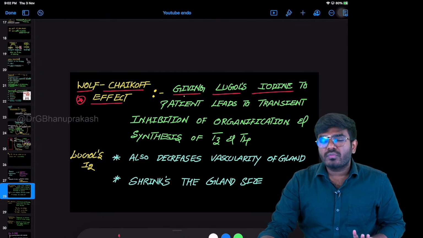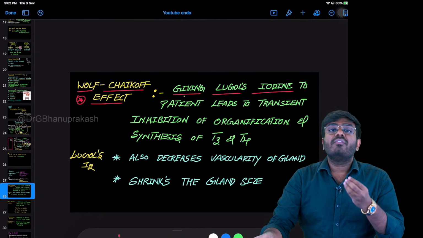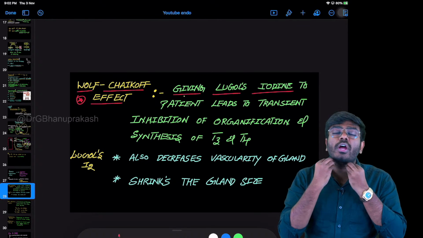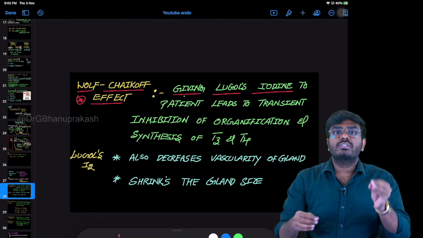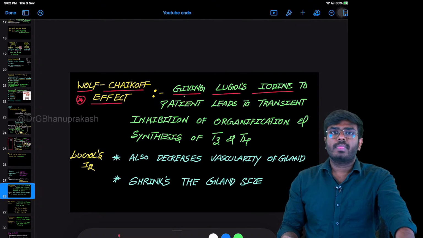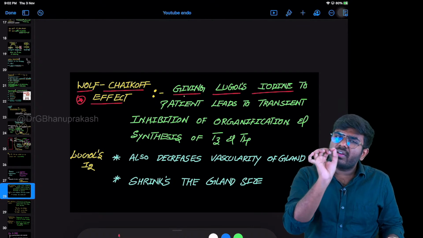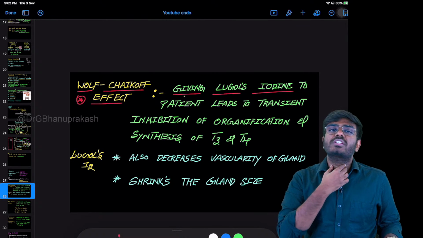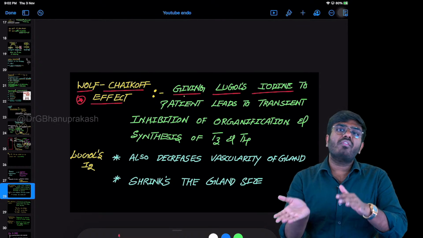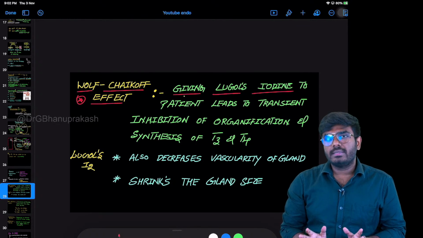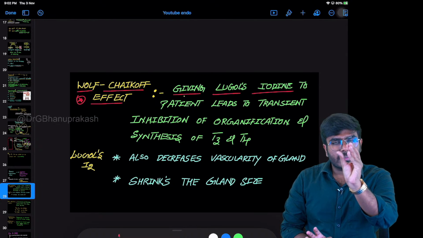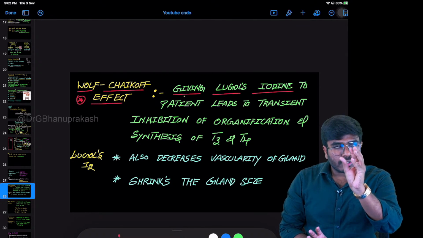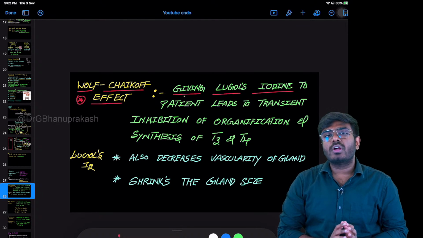So what exactly is the Wolff-Chaikoff effect? The Wolff-Chaikoff effect is when you load iodine, when you give lots of iodine to the thyroid gland, the thyroid gland stops functioning. It's very simple. Whenever you give little iodine every day, it functions well. But whenever you give lots of iodine continuously, what happens? It stops functioning. The thyroid gland becomes small in size. The blood supply to the thyroid gland will decrease. This effect is called the Wolff-Chaikoff effect.